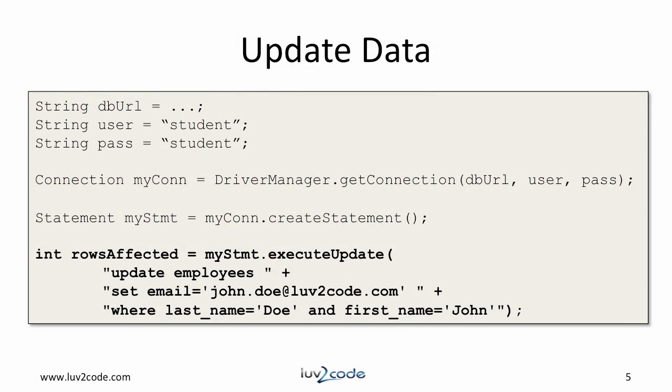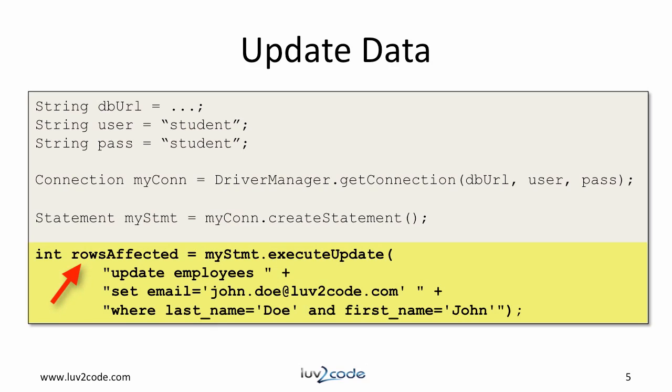In this code snippet, we're going to use the myStatement object to update the data. So we have a piece of code here that says myStatement.executeUpdate, and we put the SQL inside of it. The execute update is just a generic method name, and it can handle updates to the database. So you can use it to perform SQL inserts, updates, and deletes.